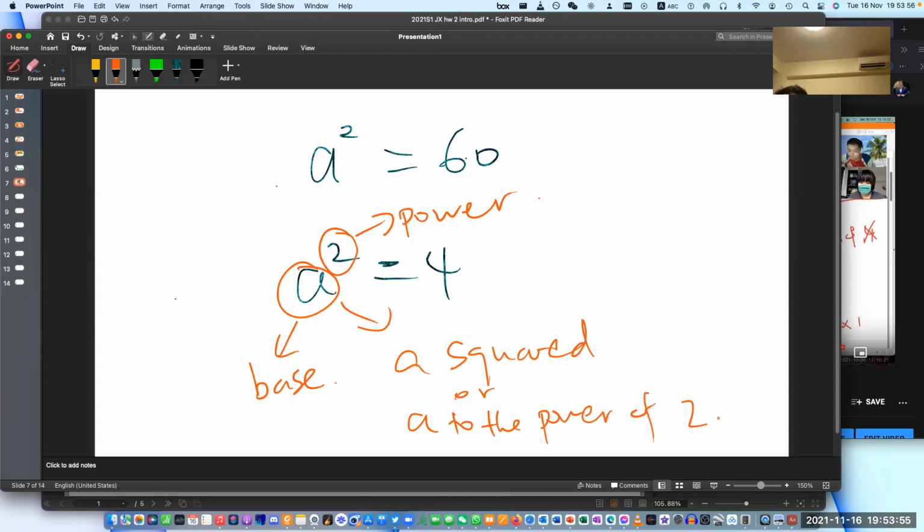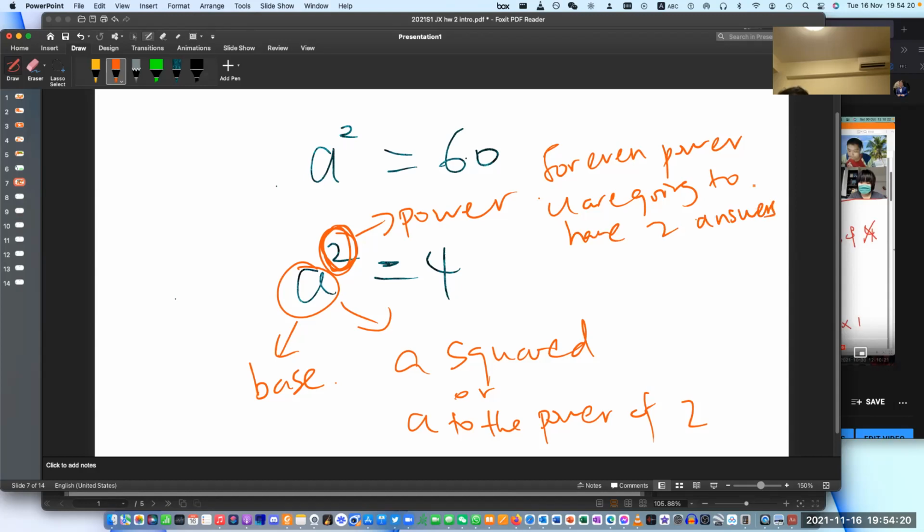Okay, either way will work. So for the power 2 here, remember, for even power, you are going to have two answers instead of one. Okay, you're going to have two answers.